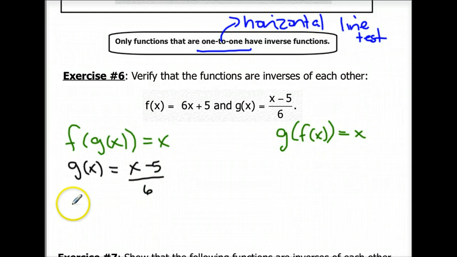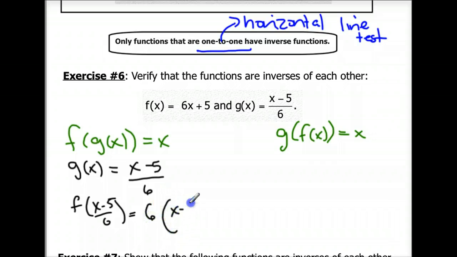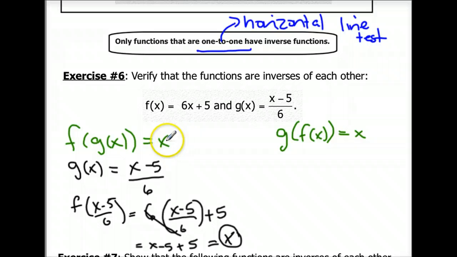And I want to find f of x minus 5 over 6. So I'm going to use my f function, which is right here. And I'm going to say 6 parentheses x minus 5 over 6, plus 5. My 6s cancel off. And here I'm left with x minus 5 plus 5. Minus 5 plus 5 is 0, and I'm left with x, which is exactly what I needed to show from up here.